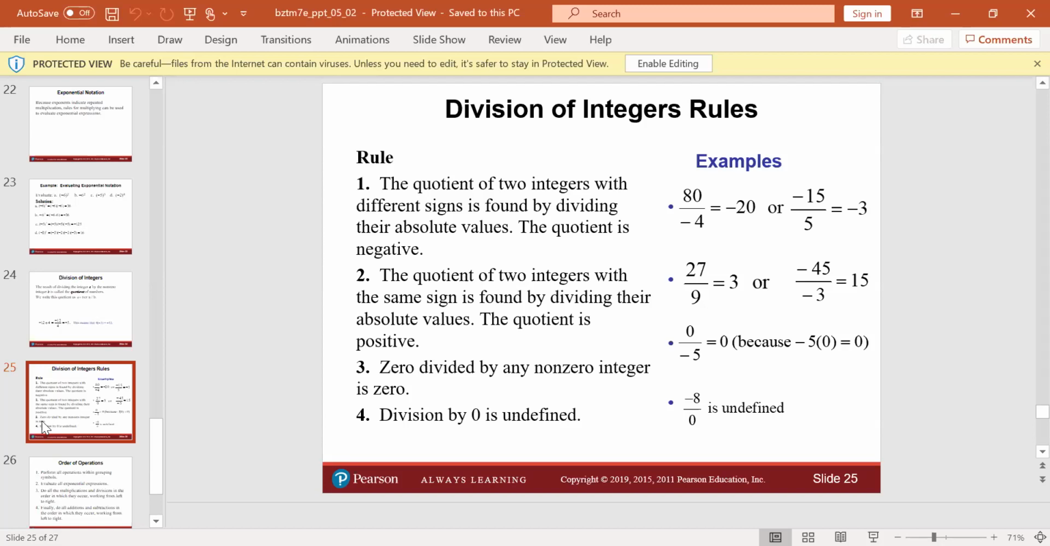And similarly, if you take a positive number and divide by another positive number, you'll get a positive number. If you take a negative number, divide by another negative number, you'll get a positive number. It's almost like the signs cancel out, in a way.